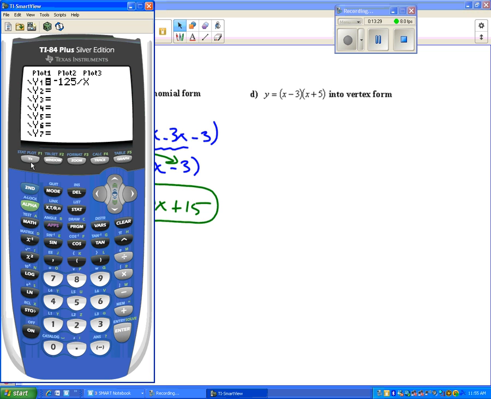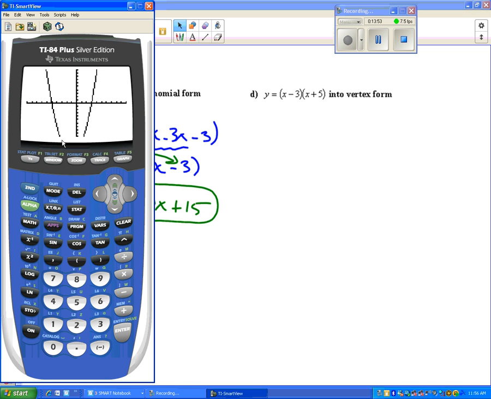You go to y equals. You plug in your equation: x minus 3, x plus 5. Okay? I want to find my vertex. I'm going to hit zoom 6 to get a generic window. I cannot see my vertex.